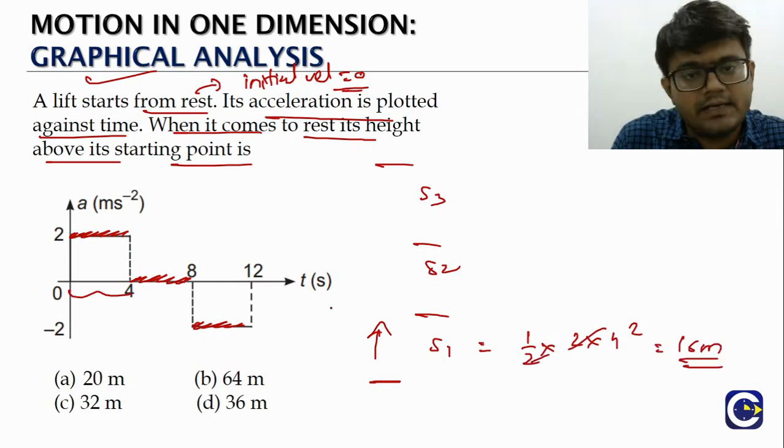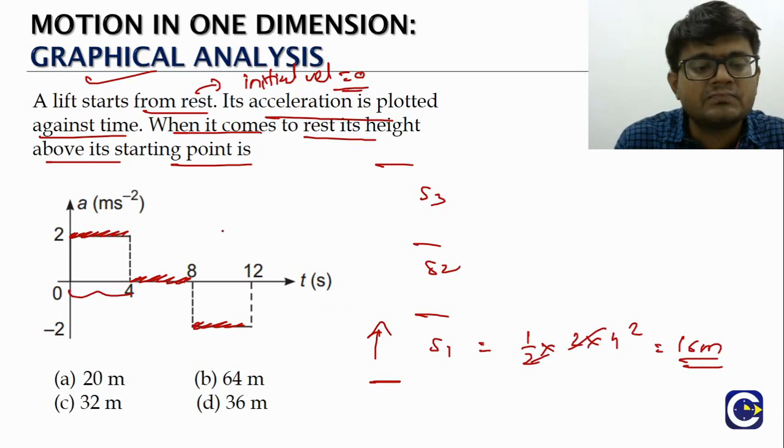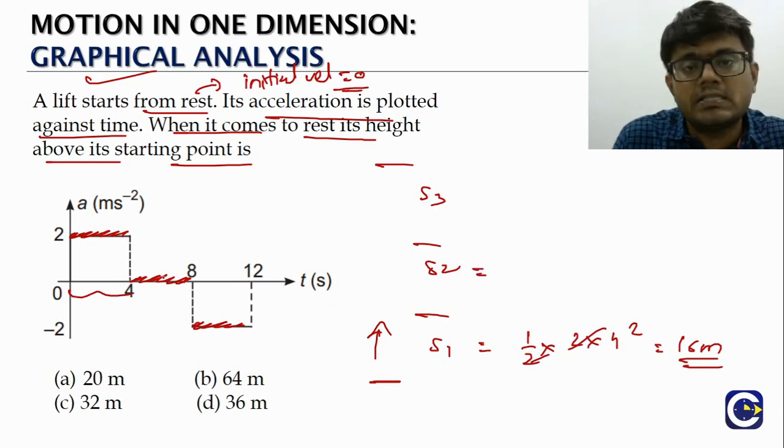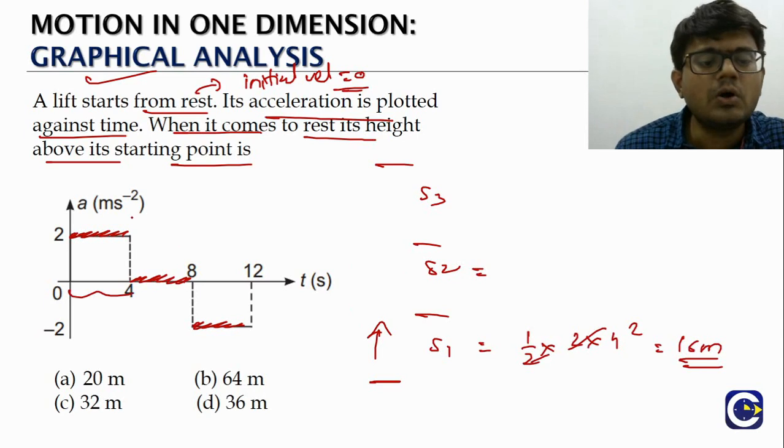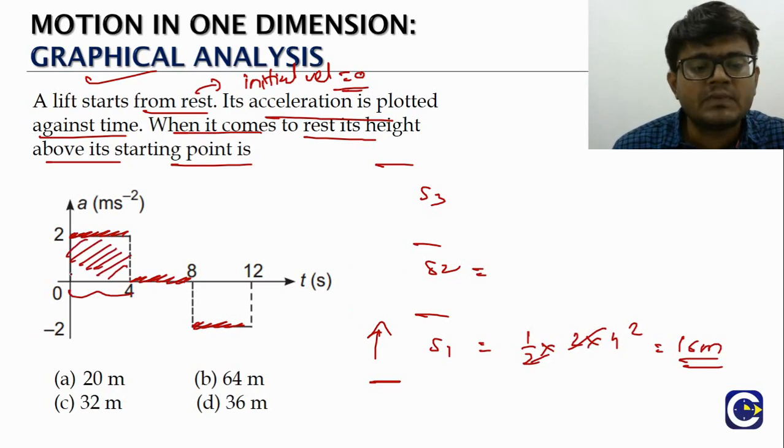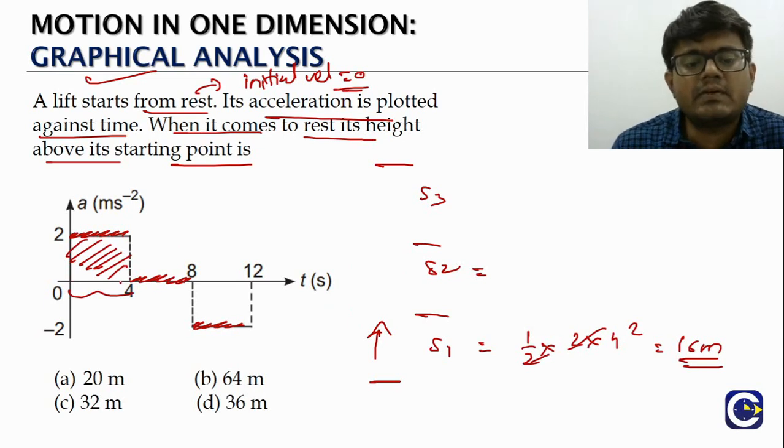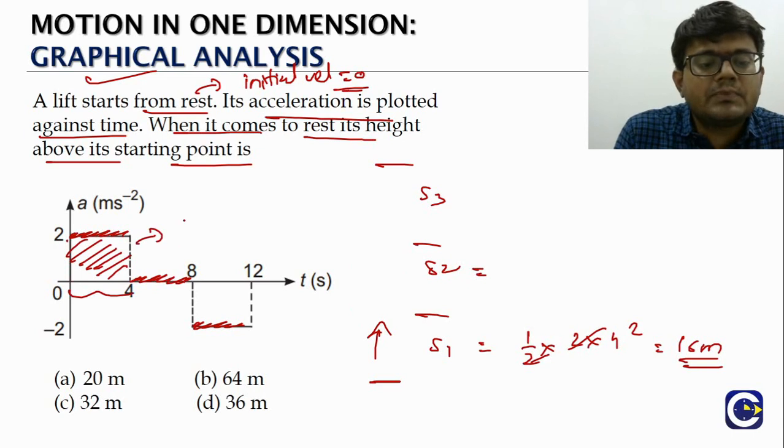Straight away we are able to get it. The value is 16 meters. S2, second part, it is uniform velocity, but we need to know what is the velocity, right? How do we get it? Look at the area. So from 0 to 4, what is the area between the acceleration curve and the time axis? 2 into 4, that is 8. So 8 meter per second is the area.